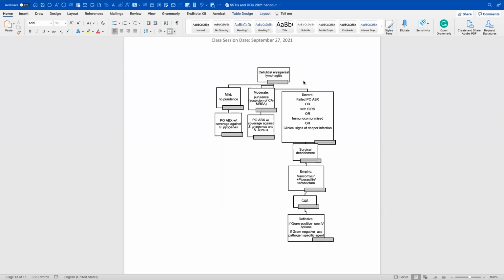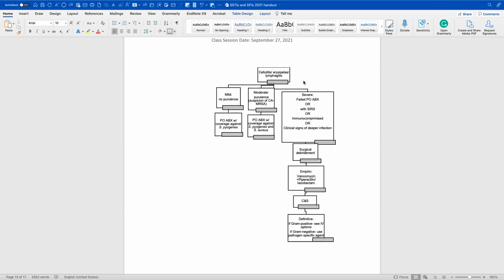In the event that the infection is moderate, purulence is there. So now we are definitely suspicious for community-acquired MRSA because we know MRSA can be indicative of purulence, or Staph aureus can be indicative of purulence. So we want to make sure that we are treating with agents that cover for both MSSA, MRSA, and strep pyogenes.